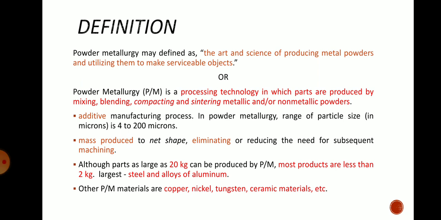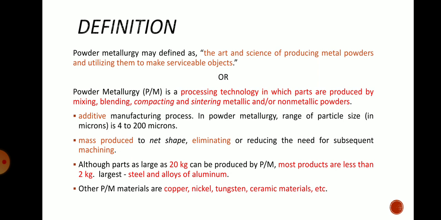So mass production is possible in powder metallurgy, eliminating or reducing the need for subsequent machining. By using powder metallurgy, it is not required to do a subsequent machining process after the production of the component. In that animation you have seen the component as it is prepared. After that it doesn't require any machining process. You can do some machining, but it is generally observed that no subsequent processing methods are required. So this is also one of the major points in the powder metallurgy process.